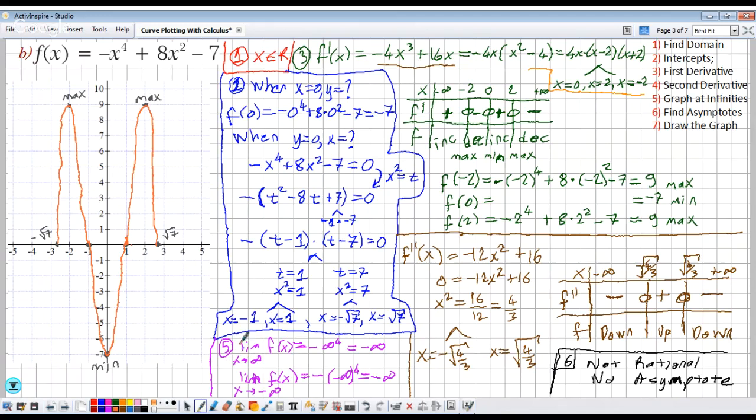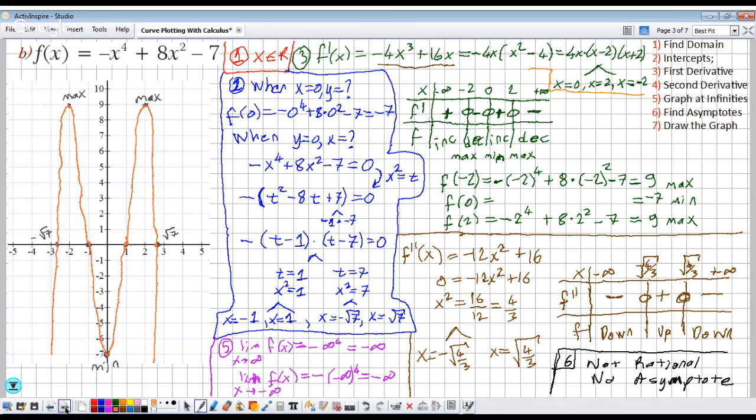Also, the fifth step helps us, which is when x goes to plus infinite after this square root of 7, the results will be going to minus infinite, down. When x goes to minus infinite, the results are going to be minus infinite. So the graph should continue in this way.